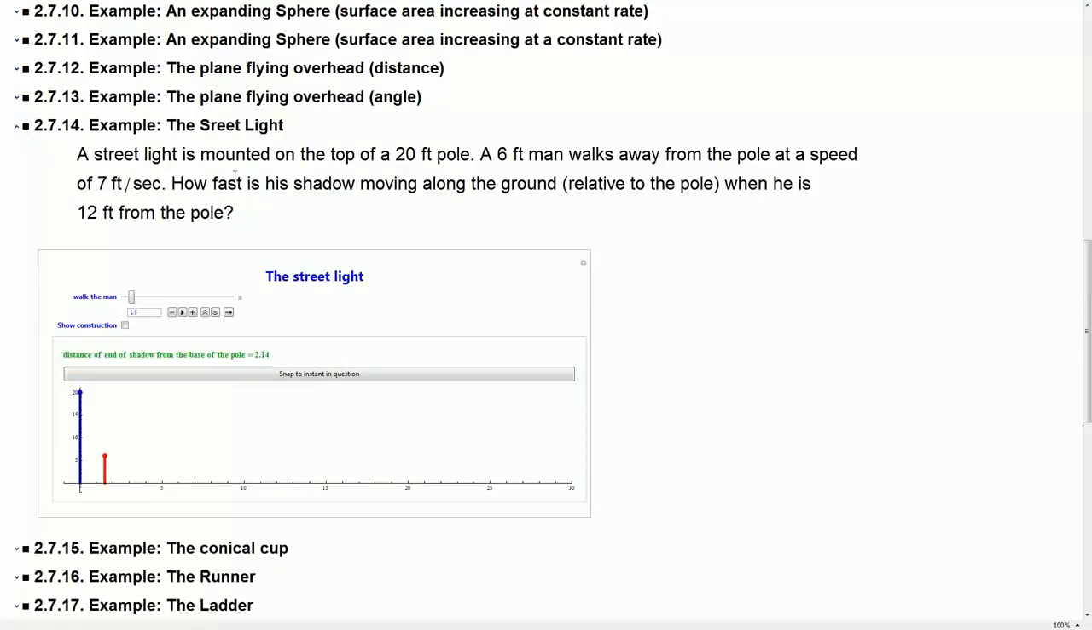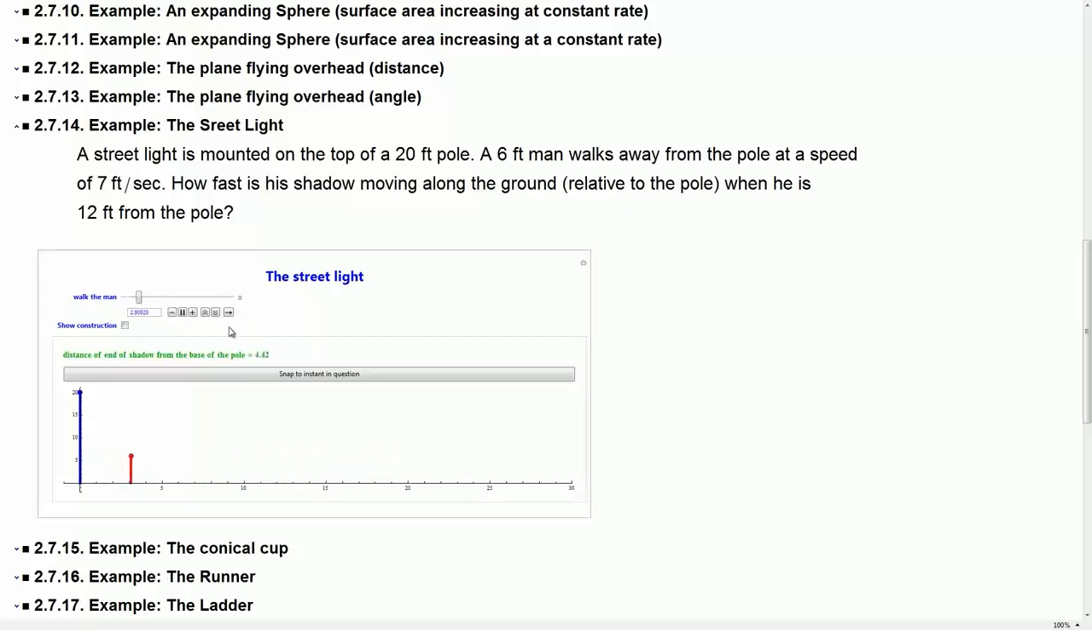Okay, a street light. Street light is mounted on top of the 20-foot pole. Here's my 20-foot pole. A 6-foot man walks away from the pole at a speed of 7 feet per second. Maybe that's not walking, but okay, here's my man. How fast is his shadow moving along the ground relative to the pole when he is 12 feet from the pole? So here's my man. He's walking, right? He's walking away from the pole.